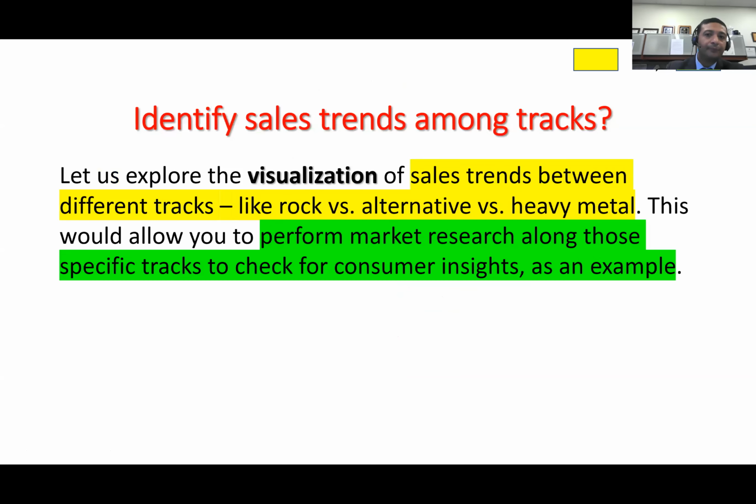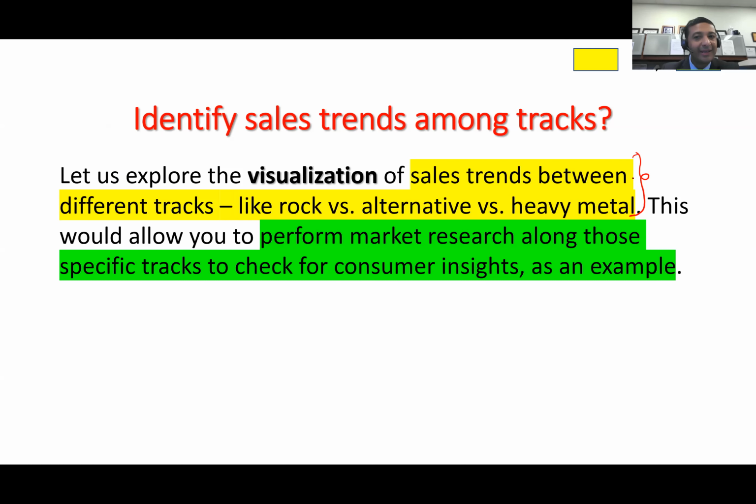Third question, identifying sales trends among tracks. Okay, so let's explore the visualization of sales trends between different tracks like rock, alternative, heavy metal. Okay, which one sells more than the other? And so this would allow you to perform market research along those specific tracks to check for consumer insights as an example. And again, you can break that down and group it up by demographics, by region, and so on and so forth.